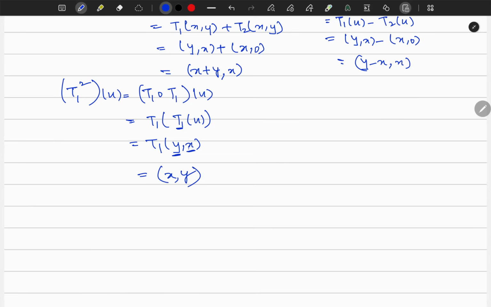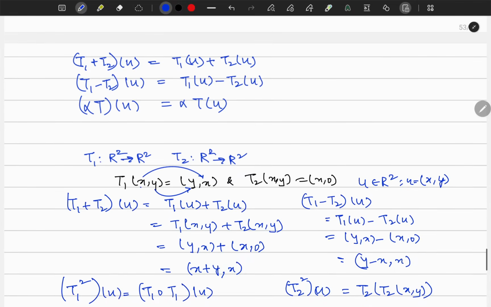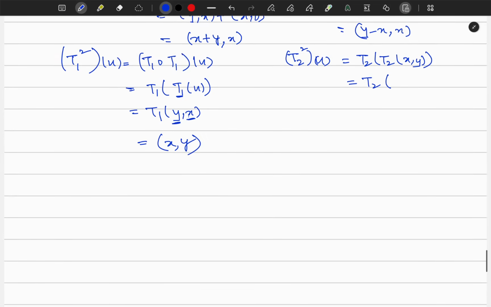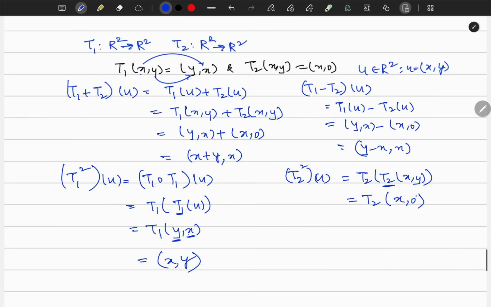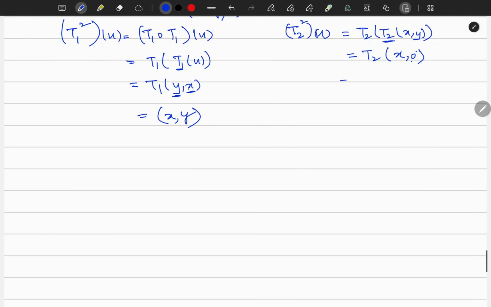Okay, clear? Similarly, you can check T2 of T2 of U. That is T2 of U, that's x comma y. So what does T2 say? T2 says that when you have two coordinates, make the second one 0. So you will make the second 0, that is x comma 0, when you apply T2. Now it says that when you have two coordinates, make the second one 0. Your second is already 0, so it will again be x comma 0 as it is.